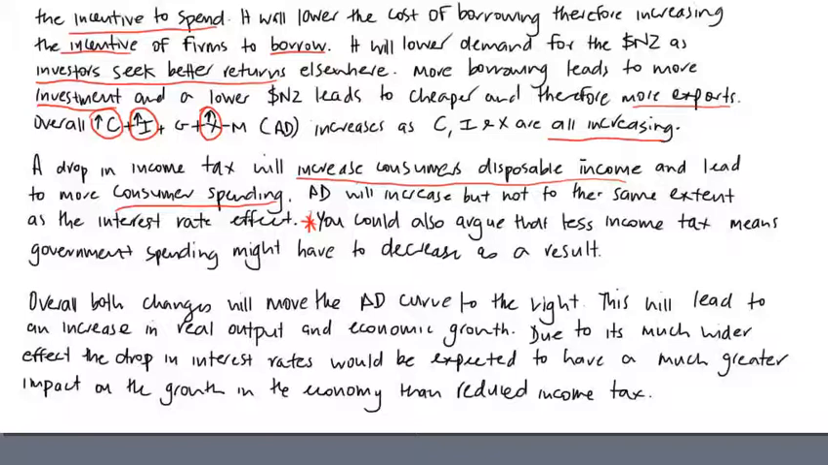Okay, so what's the overall impact? Overall, both changes will move the AD curve to the right. I think everybody can see that. Now this will lead to an increase in real output. So you've got to say these words, they're pretty critical. Increase in real output and economic growth. So they both will lead to economic growth. But due to its much wider effect, the drop in interest rates would be expected to have a much greater impact on growth in the economy than reduced income tax.